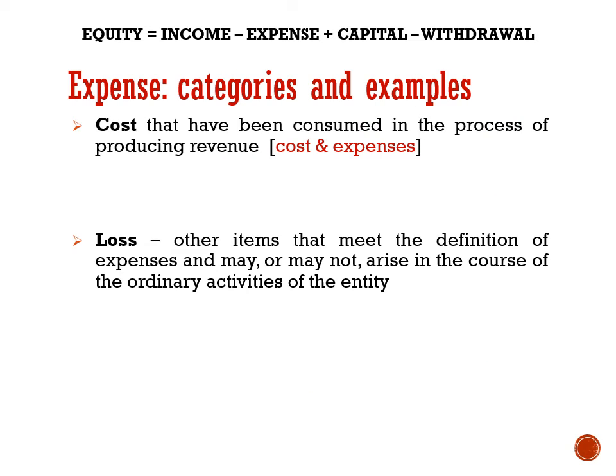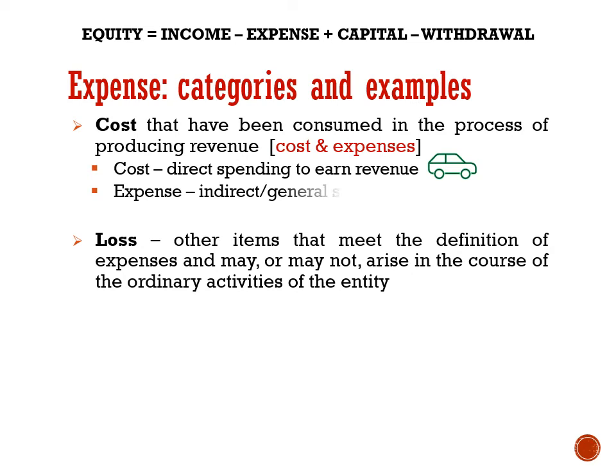Under expense, we can also have cost or loss. Cost is what's spent to produce revenue. It can either be cost or expense. Cost is what we spend directly to earn revenue, like cost of buying cars from car manufacturer for a business that sells cars. And we can also spend indirectly to earn revenue, like paying the electricity bill of the business or salary for a clerk. That will be identified as expenses.